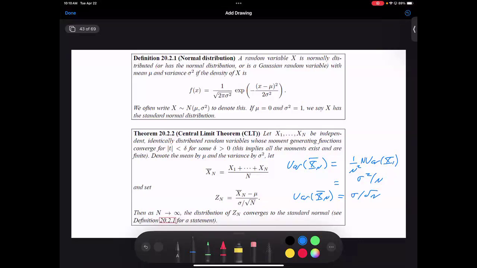And now this tells you why Zn is such a natural quantity to study. I've got this random variable that I care about, this average value, this xn bar. What's the distribution of xn bar?